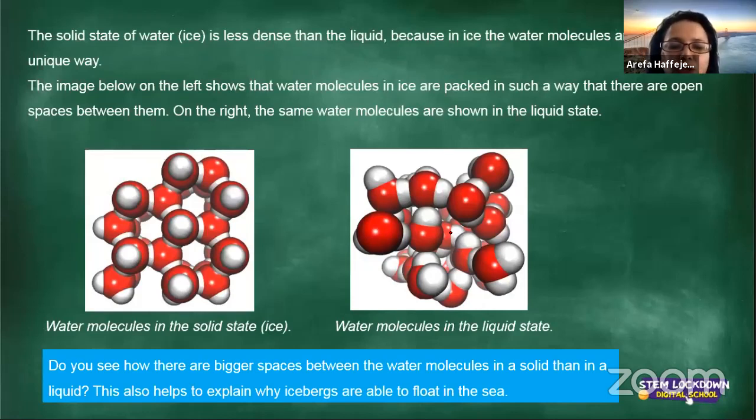The molecules that make up your desk are in a fixed shape. It cannot move. But if you shake a glass of water, you can see that the water shakes, which means that the molecules can move. Does that answer your question? Yes, ma'am. Thank you, ma'am.